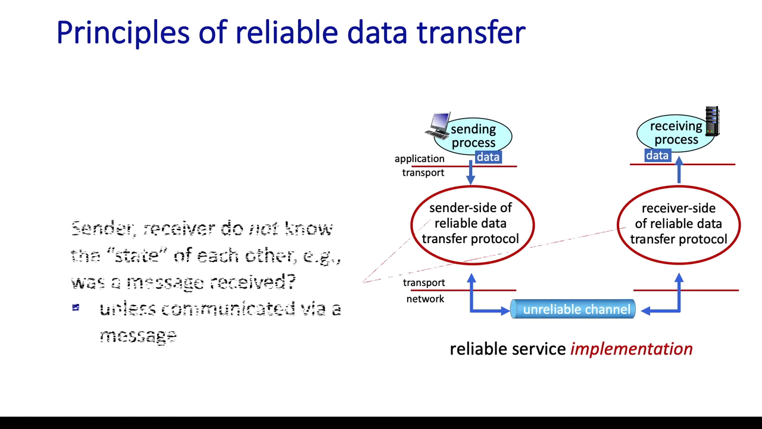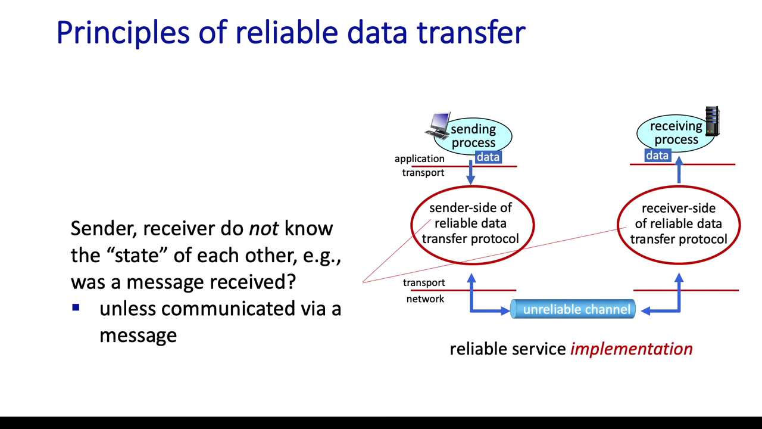And here's a point of view to keep in mind. It's really easy for us as humans to look at the sender and receiver together and to see what's happening, to say, oh, I see that message was lost, therefore this entity has to take a given action. But think about it from the sender's point of view. How does the sender know whether or not its transmitted message over that unreliable channel got through? That only happens if the receiver somehow signals back to the sender that, in fact, the receiver received that message.